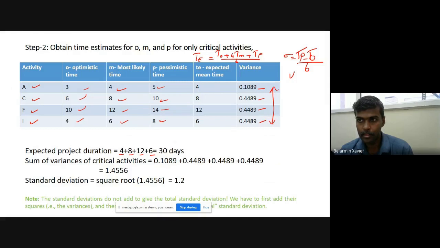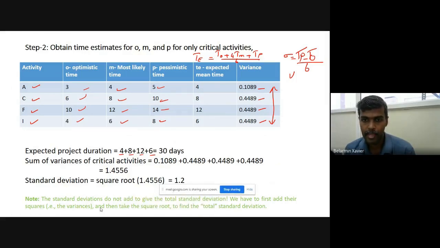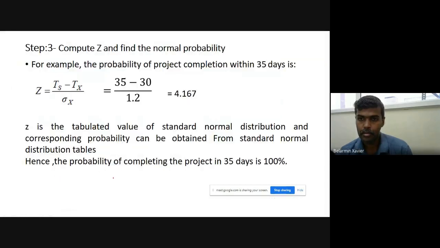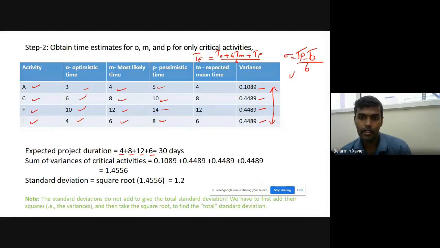Do not find a standard deviation directly for each individual activity. Instead, note this: the standard deviations do not add to give a total standard deviation. We have to first add their squares, that is the variance, and then take the square root to find the total standard deviation. We need to find the standard deviation at the last. So after summing up, you can get this variance, then you can take the square root.